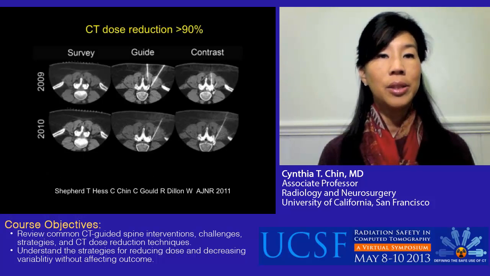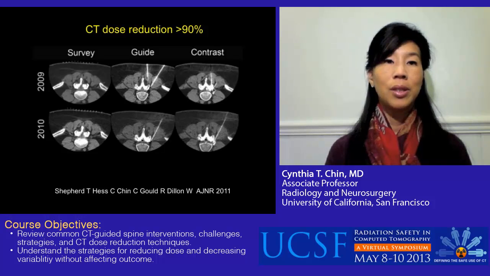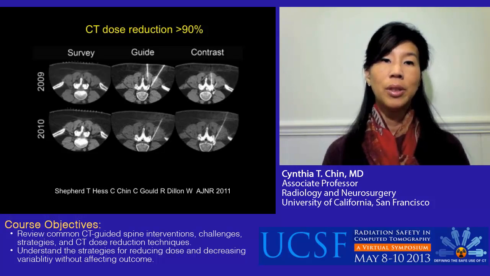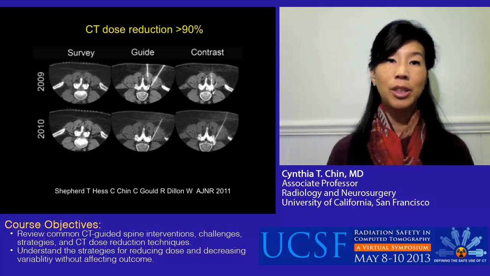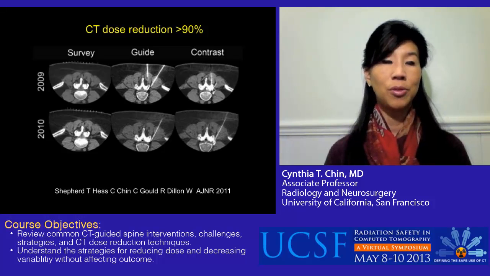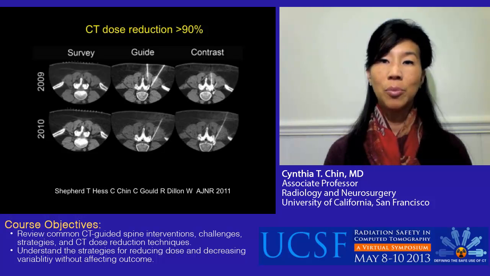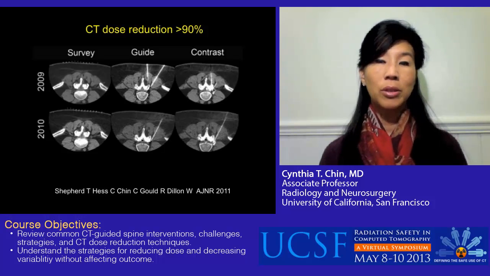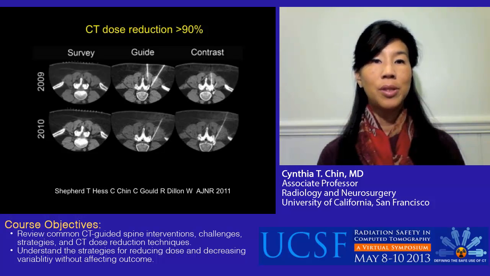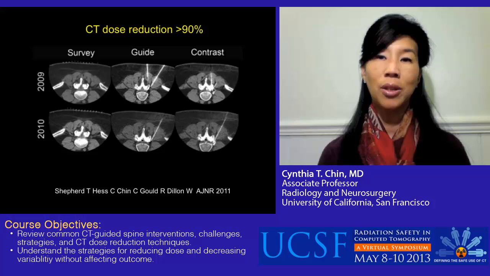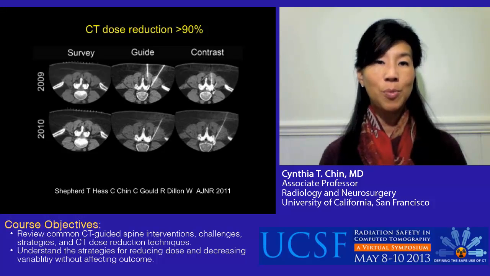So our next slide illustrates how we divided each procedure into three phases. The first phase is the survey or the scout or localizer images, and these allow one to plan the trajectory for the needle to the intended target, and that's called the survey component or phase. The second phase are the repeated images used during placement of the needle along the trajectory towards the target, and we call this phase the guide phase. The third component is the contrast phase. When the needle has reached its intended target, injection of contrast confirms adequate and precise needle placement.